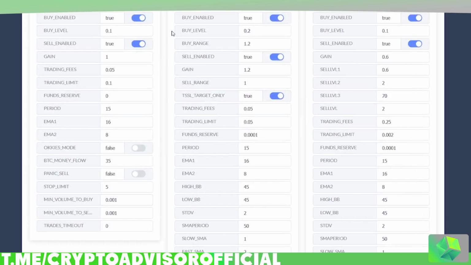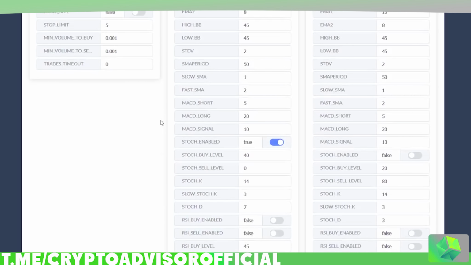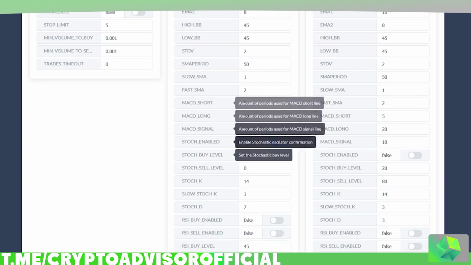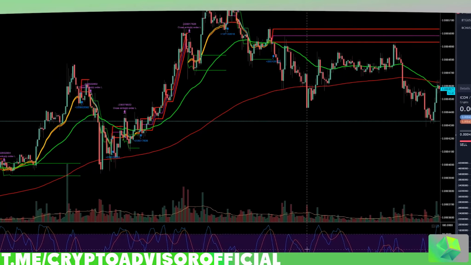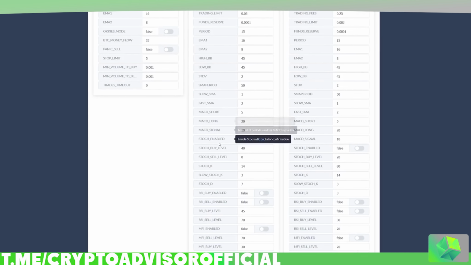So personally, once again, I'm using 0.2 buy level, 1.2 buy range, a gain of 1.2. You can turn this down if you want more micro profit. A sell range of 1, that's what I highly recommend. The higher your sell range is, the higher of a chance you're likely to get a big move, but you don't want it to get too high. And then I'm using stock enabled for buying. So that means it will only buy if the stock is below 40 whenever the TSSL gives a buy signal.